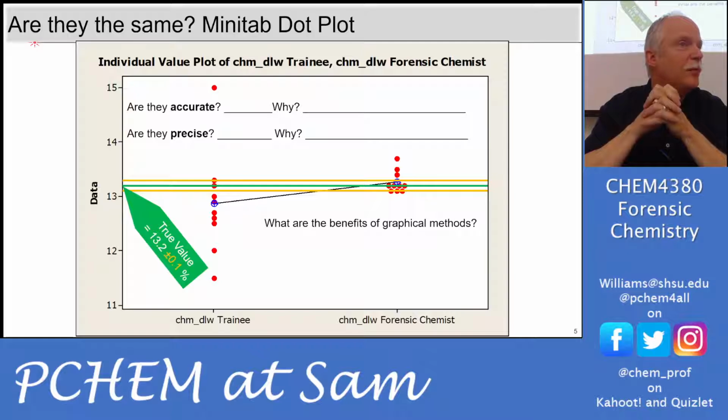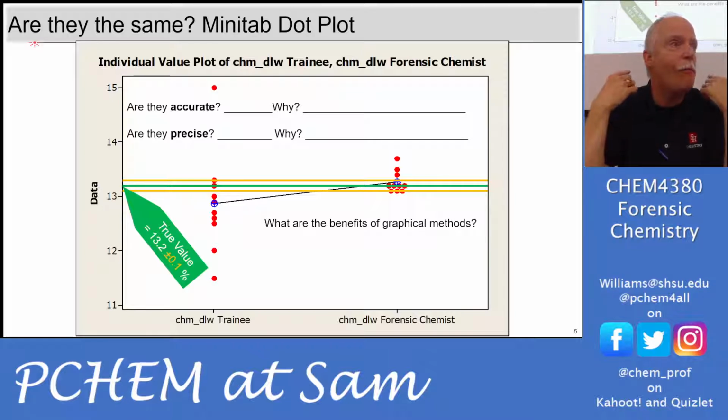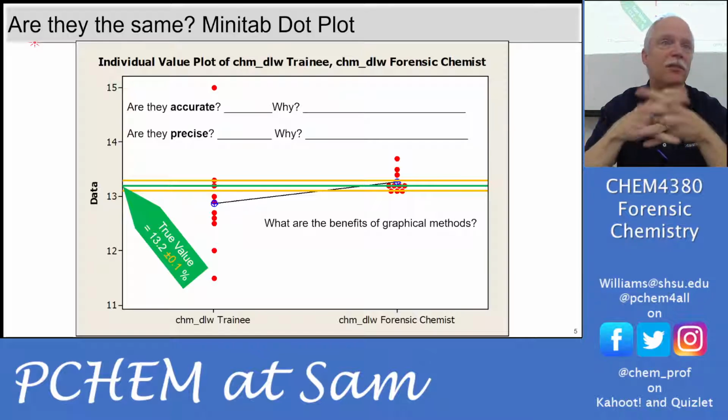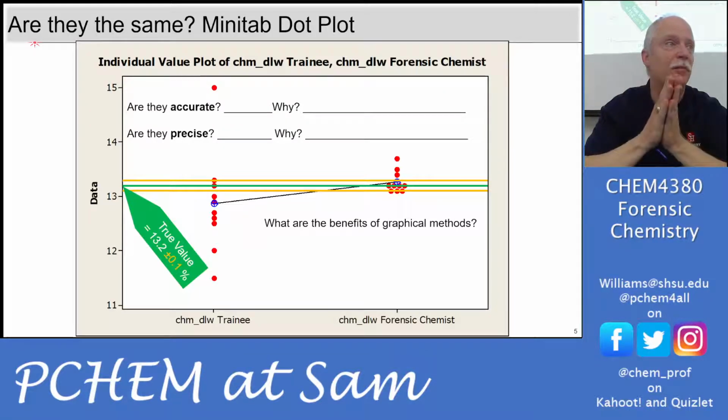Yeah, in terms of communication too, because you're communicating to others when you present your data. Does this communicate better? It's easier for the audience to understand. It would be easier for a jury to understand. It'd be easier for people who read your reports to understand if you could use graphical methods.